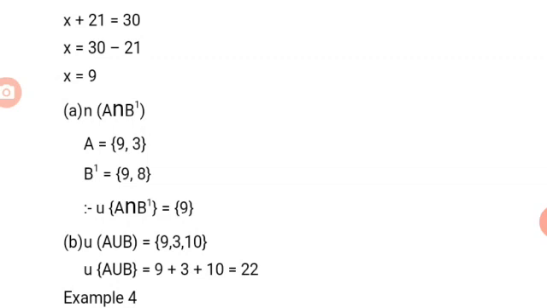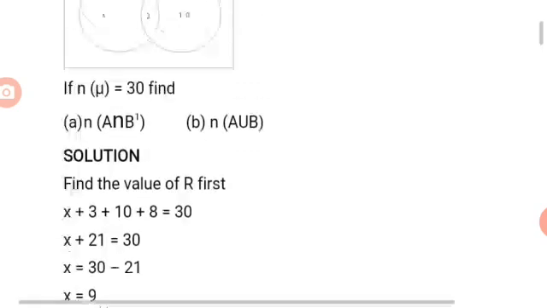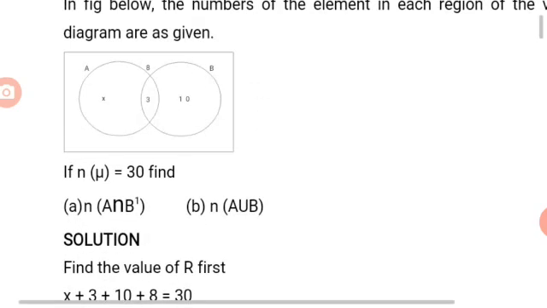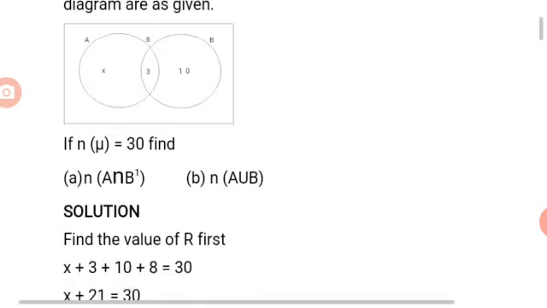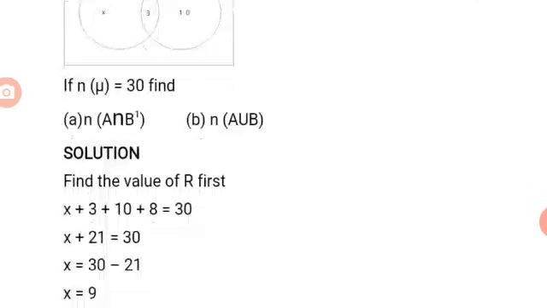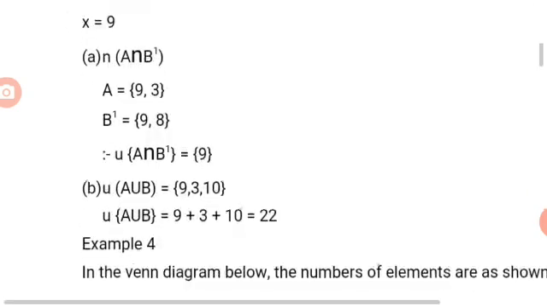Then B, the number of A union B. Now from the Venn diagram, A union B consists of 9, 3, and 10. Therefore, the number of A union B will be 9, 3, and 10. Then you add the 3 together. 9 plus 3 plus 10, making 22. So the answer is 22.